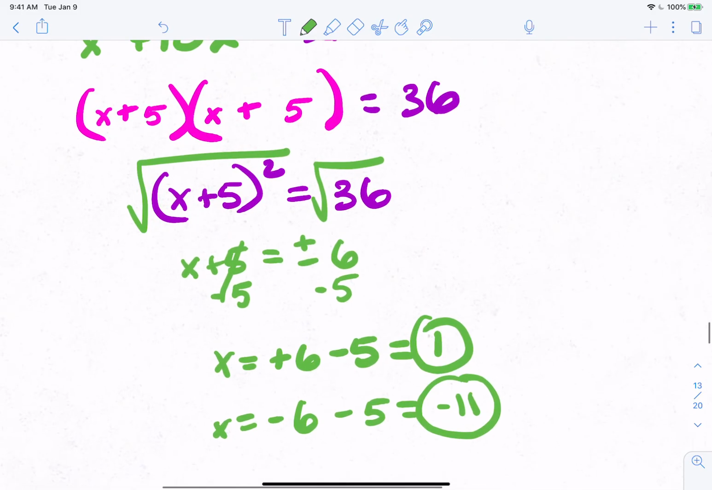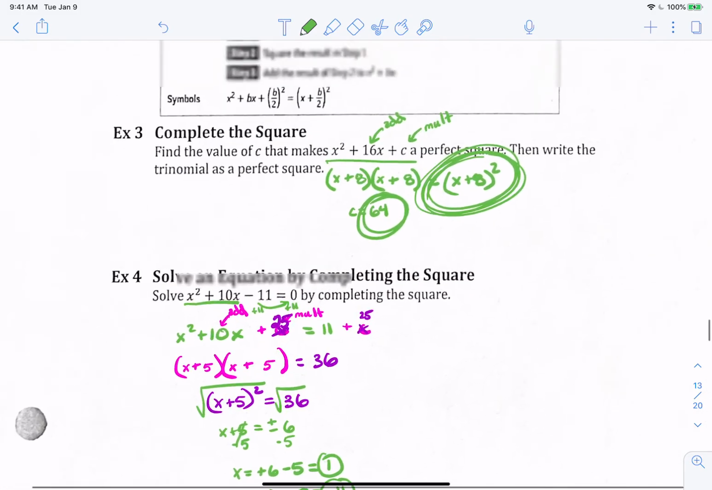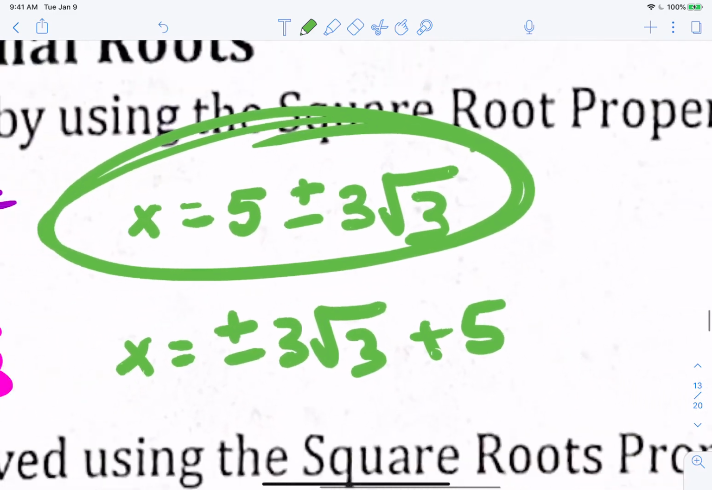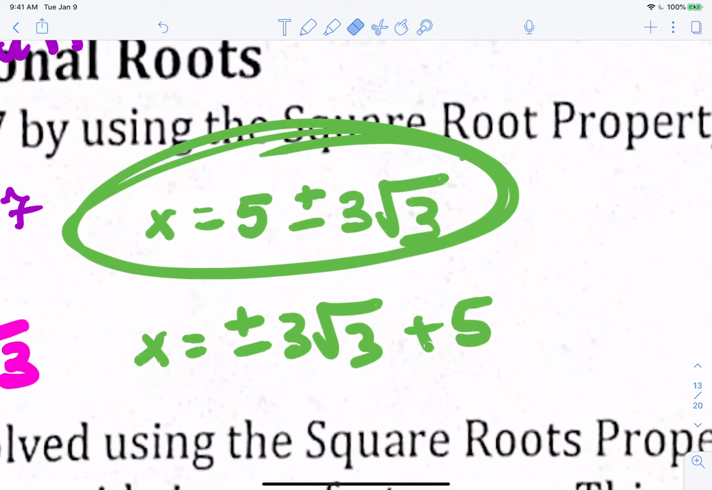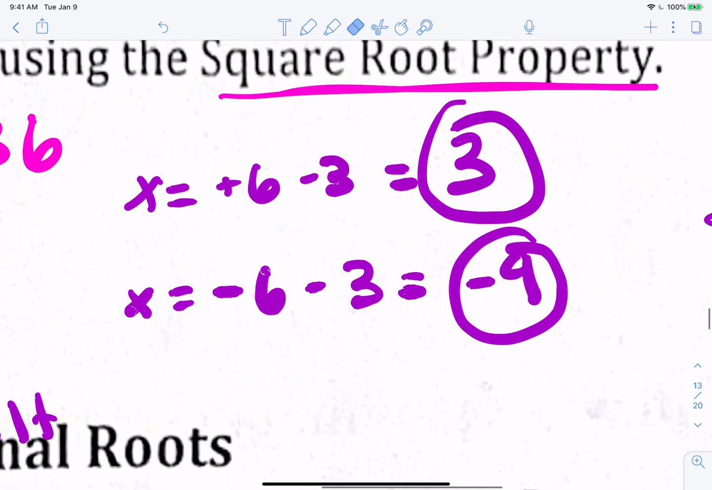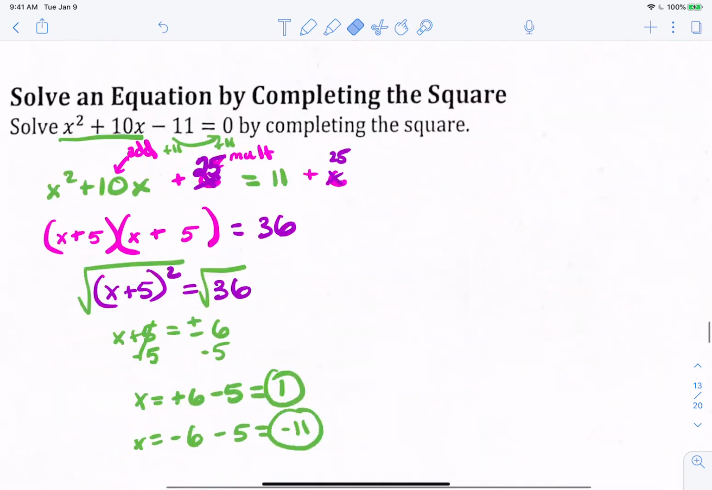So when the square root doesn't come out nicely, we wrote it like this: 5 plus and minus the square root of 3. So when it doesn't come out nicely, go ahead and leave it like that. But when it does come out nicely, you can do both pieces. Okay. We've got one more example.